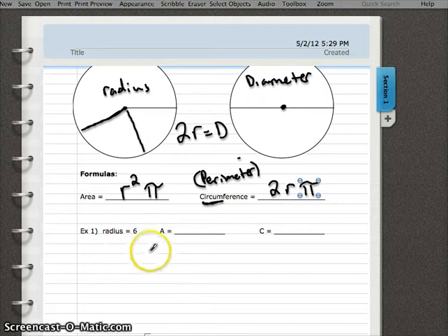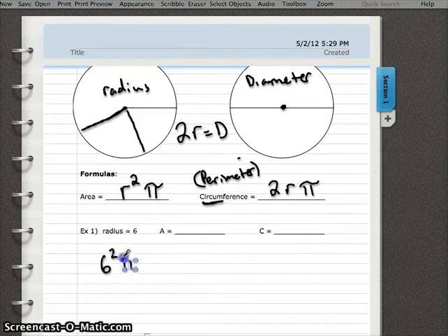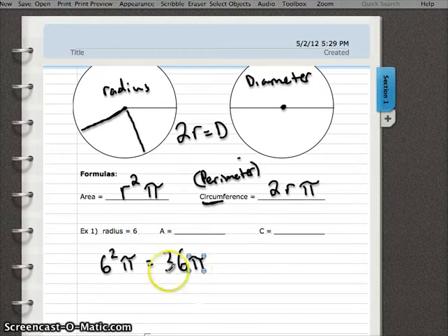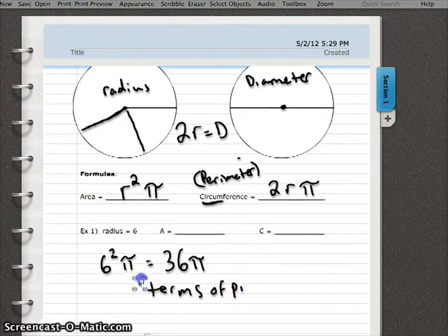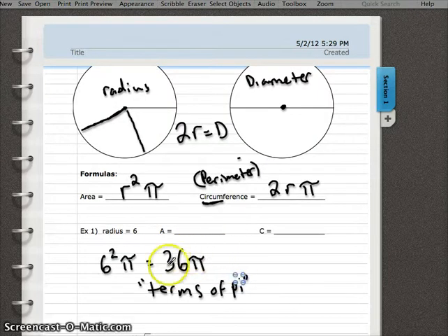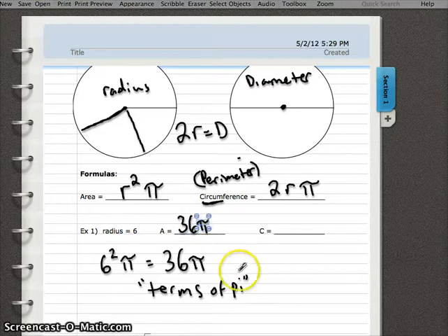So if the radius is 6, what's the area? We'll just plug in 6 for your r here. So we would say 6 squared times pi equals the area. That's the same as 36 times pi. And this right here is called in terms of pi. Sometimes you'll be asked to give answers in terms of pi. And when they say something like that, you don't actually have to multiply by 3.14. You can leave it with the symbol. And we would say 36 pi.